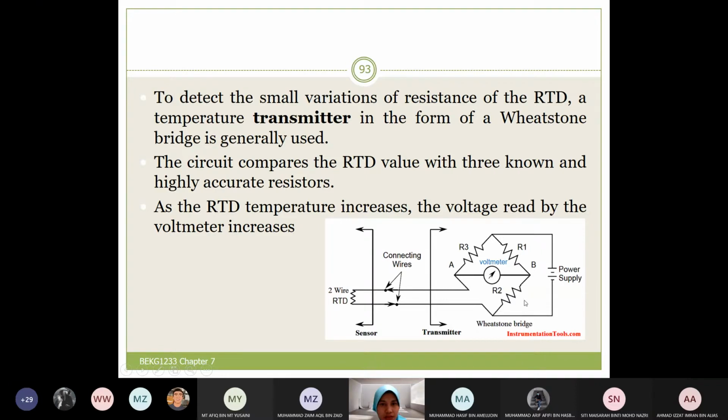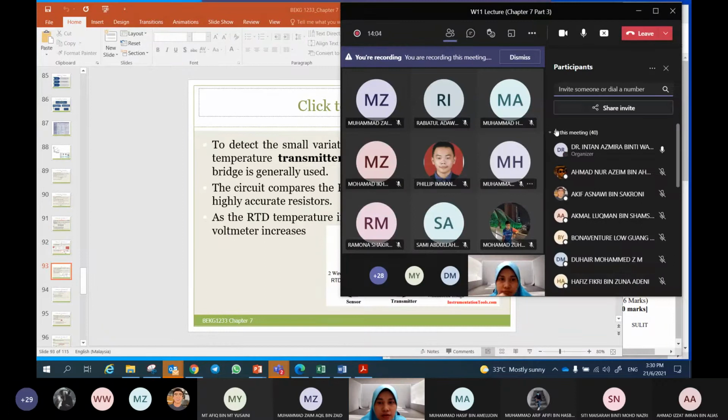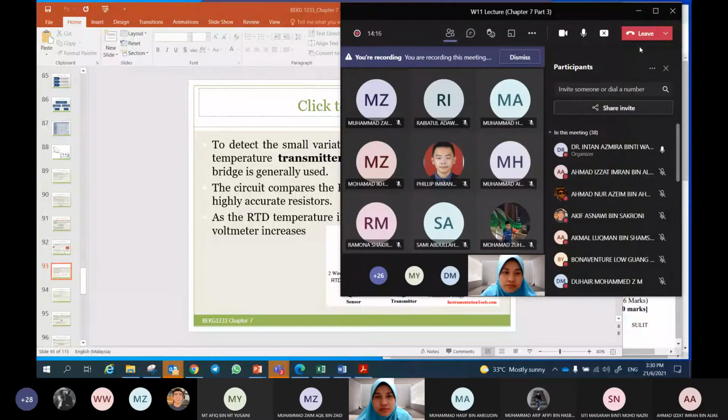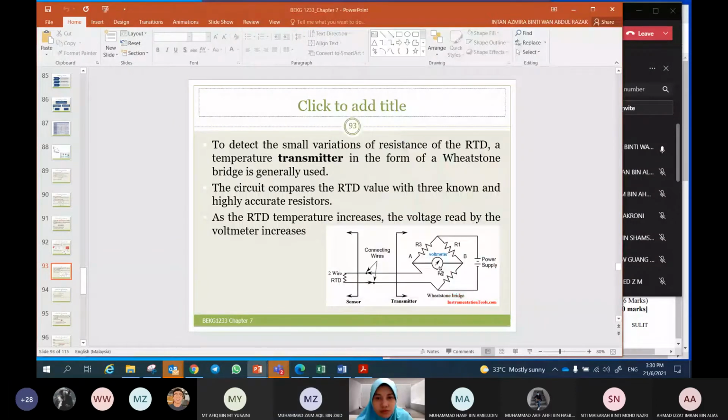Okay. The circuit compares the RTD value with the 3 known and highly accurate resistors. As the RTD temperature increases, the voltage read by the voltmeter increases. So at normal condition, meaning no increase in RTD temperature, the reading of the voltmeter is equal to 0. Okay. So when the temperature increases, the voltage read by the voltmeter also increases.